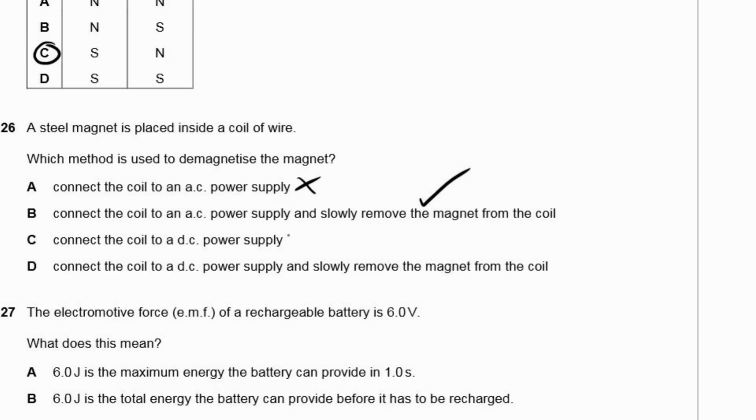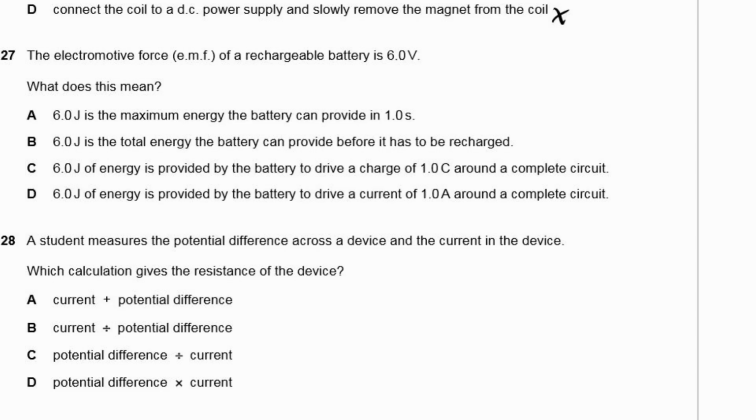C. Connect the coil to a DC power supply. Just gives you another magnet. D. Connect the coil to a DC power supply and slowly remove the magnet, if you want that magnet to stay magnety. There we go, let's close that down.